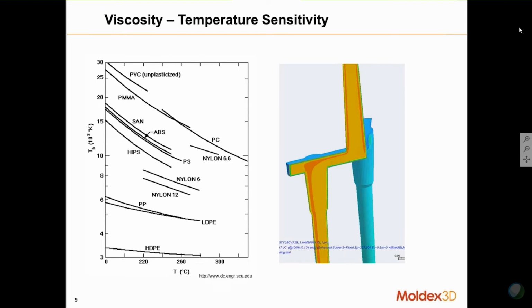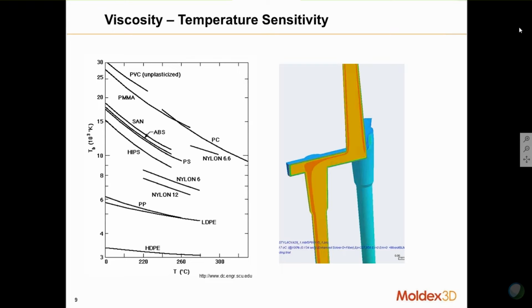And just now I was discussing viscosity as a function of shear rate, but another factor that is equally important is the temperature influence. When we are speaking about the injection molding process, there are a few important parameters. The first one, of course, is your shear rate, your injection speed. The second one is your temperature, and the third one is your pressure.